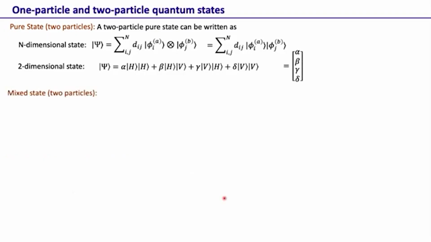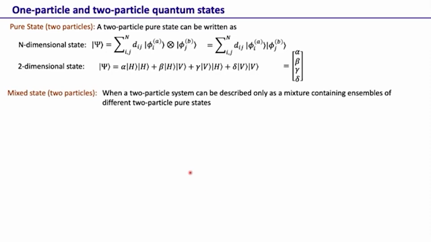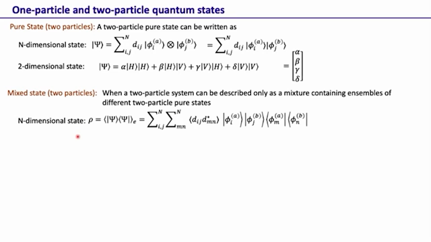Okay, now let's look at what we mean by a 2 particle mixed state. When a 2 particle system can be described only as a mixture containing ensembles of different 2 particle pure states, then we call it a mixed 2 particle state. So in an n-dimensional space, the 2 particle mixed state can be written in this manner, where A of course corresponds to the first particle, B to the second particle, phi IA are the basis states for the first particle, phi JB are the basis states for the second particle, and these are the ensemble averages.